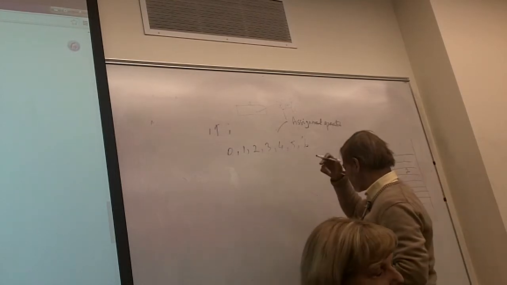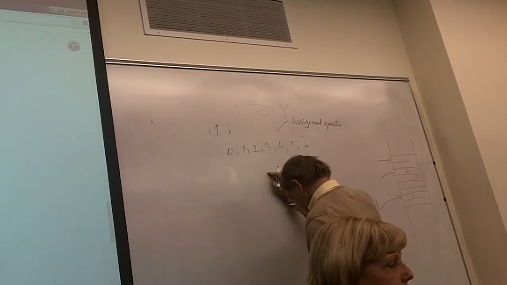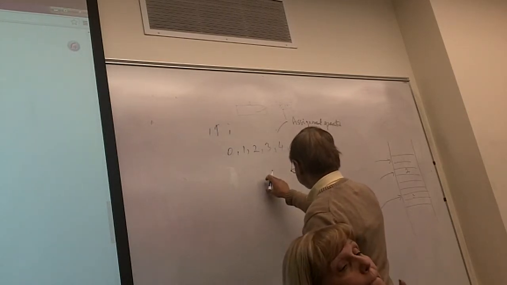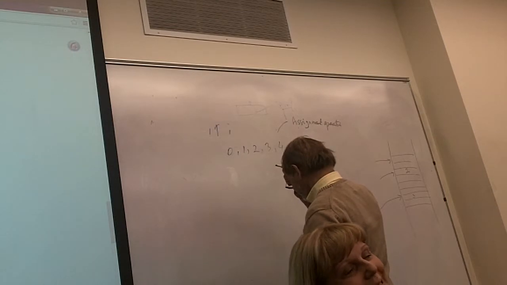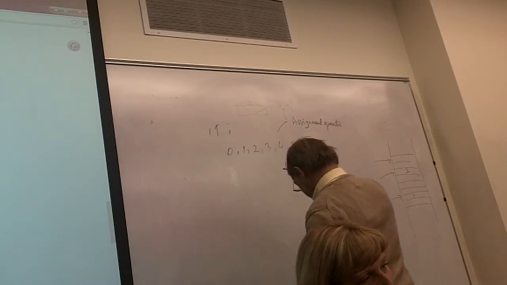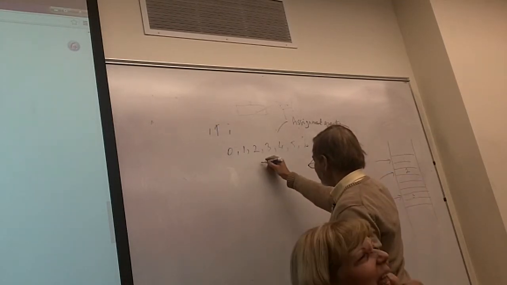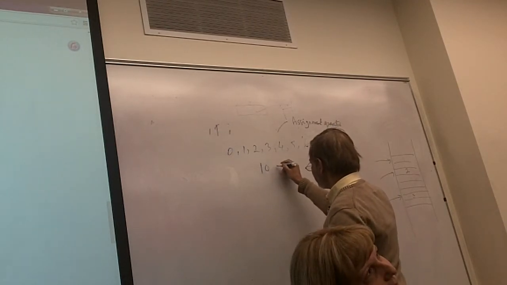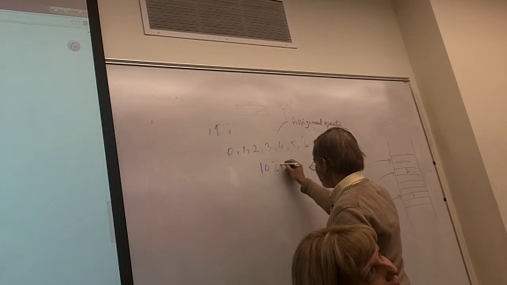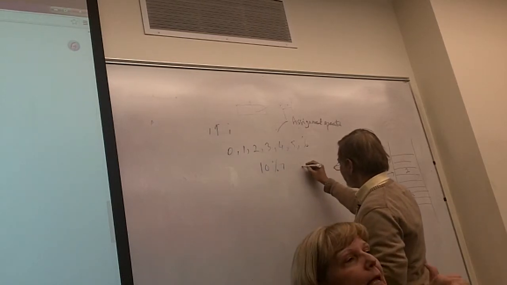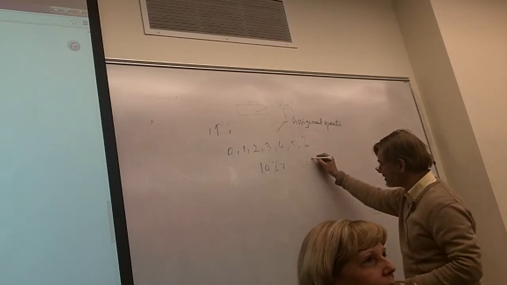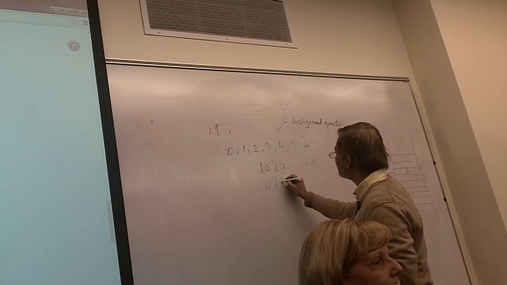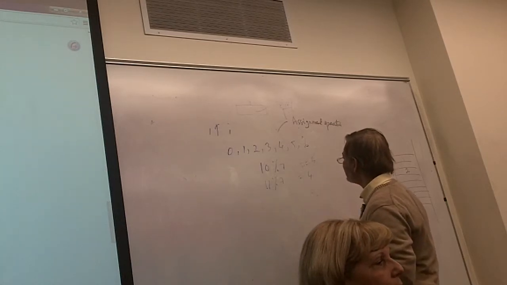Now, if you do mod 7, any number, 10 modulus 7 gives you how much? 3. 11 will give you 4.